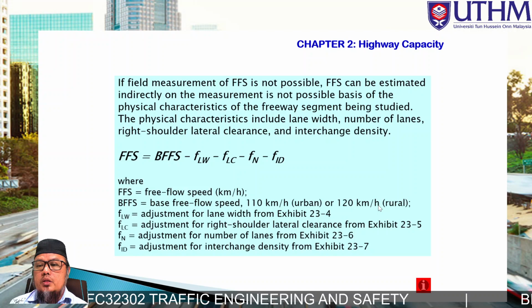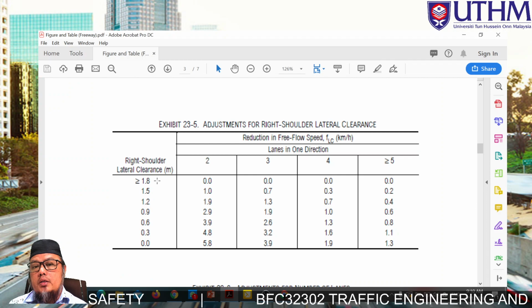Adjustment or speed reduction for lane width, say 3.6 to 3.0. If the lane is narrow compared to the highest one, of course the speed is going to be affected more. This one is for the right shoulder lateral clearance, which is from the shoulder width. In multi-lane, 3.6 is the highest value considered to have no effect in terms of speed reduction, but for this freeway section, they consider 1.8 as the value that has no effect. They also have a different number of lanes per direction: 2 lanes, 3 lanes, 4 lanes, and more than 4 lanes. This one is for number of lanes, still per one direction.